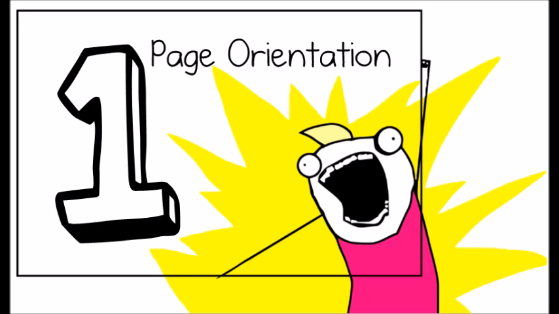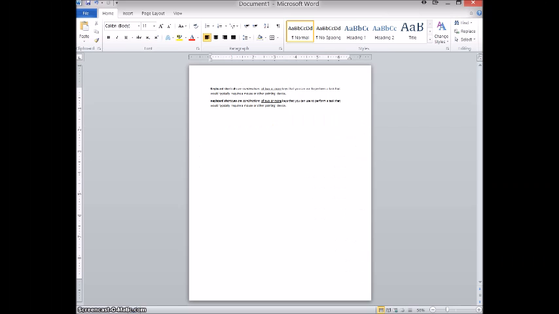Thing 1. Okay, the first thing you'll need to be able to do is change the page's orientation. The orientation is the way the page is turned. There are 2 types of page orientation, portrait and landscape. Portrait is when the long side of the paper goes top to bottom, like this, and landscape is when the long side of the paper goes side to side.